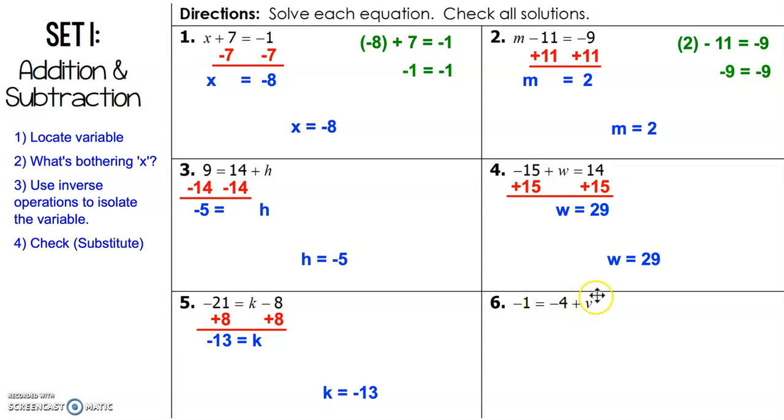Here is my variable v. What's happening to v? Well, we're adding a -4. So how do you get rid of a -4? You add it. So we have -1 plus 4, which is 3. The -4 and +4 go away, and we're left with v on the right. So v is equal to 3.